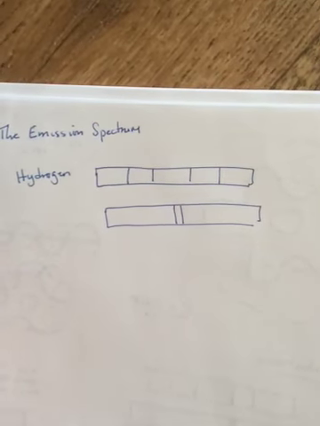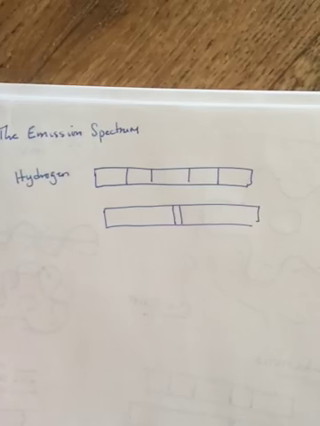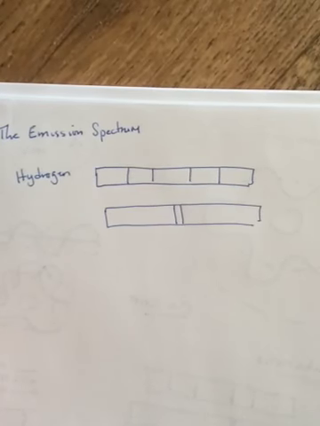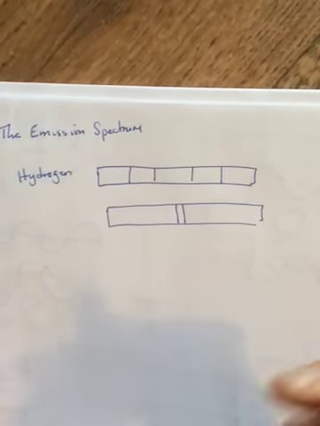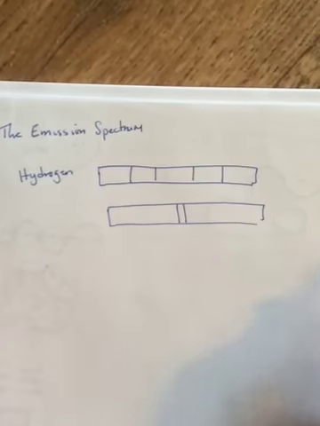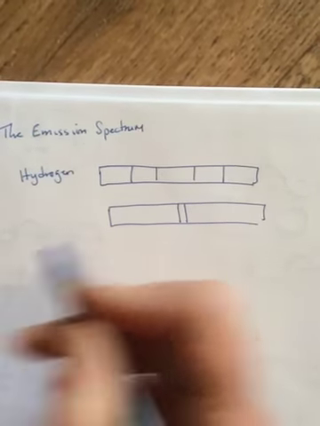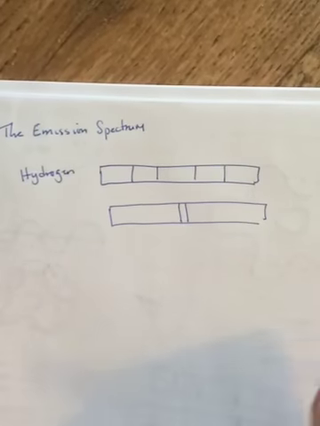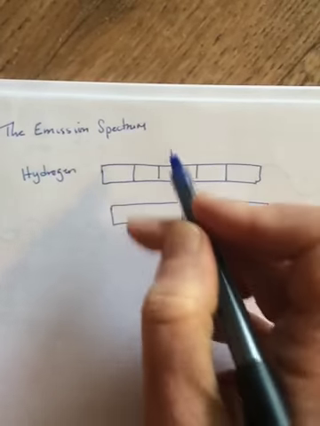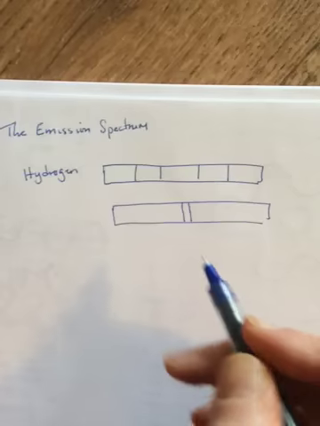And so labs that do spectrometry would have computers hooked up to their spectrometers so that the computers could sense the higher and lower frequencies. But if we're just doing it with our eye, we're only going to see the visible.